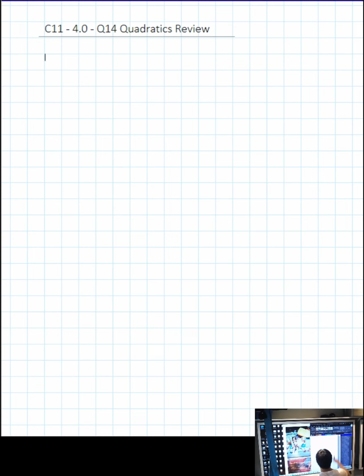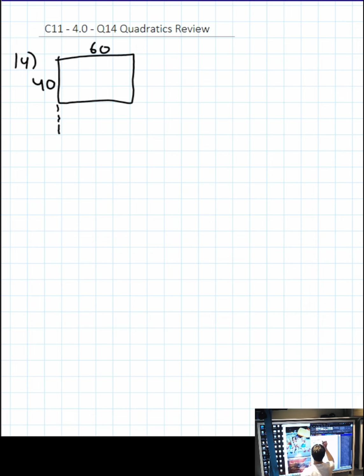All right. Okay, we have number 14. So double the area by extending the dimensions by the same amount. So let's start by drawing a rectangle, and on the left saying 40, and on the top saying 60, and we're going to extend this by the same amount. So we're going to extend it to make a larger rectangle, and we're going to extend it by lengths of x. Now it says we're going to double the area.